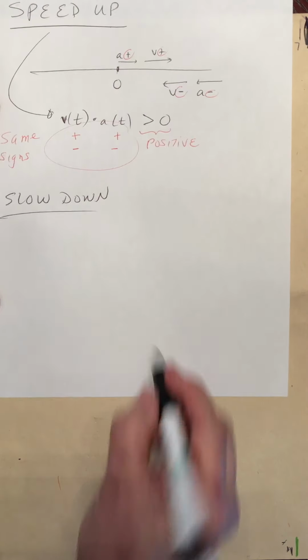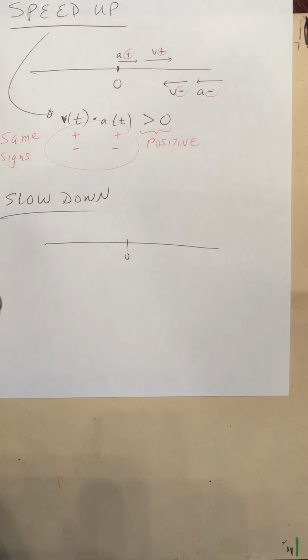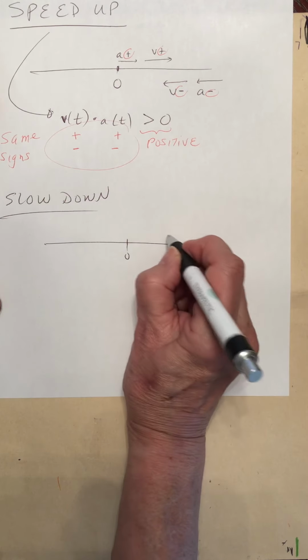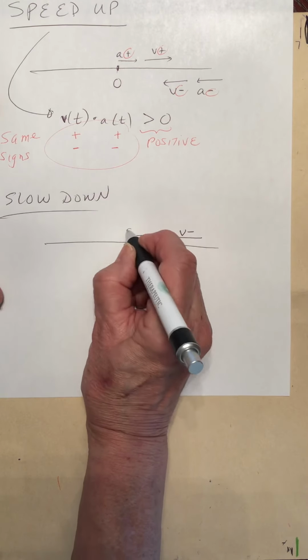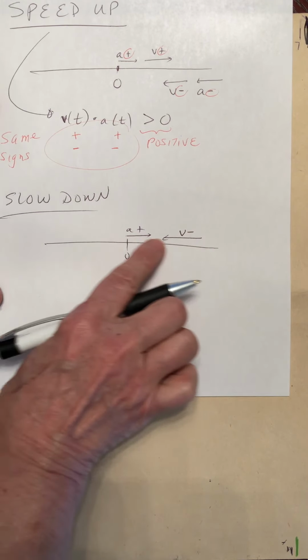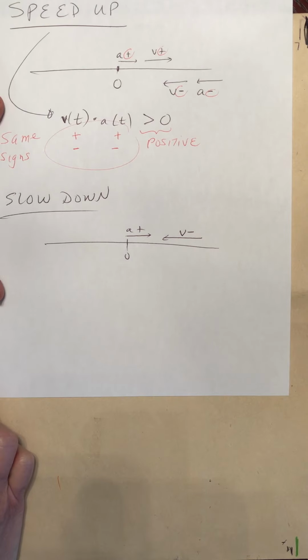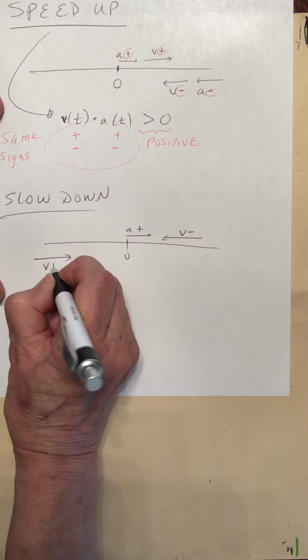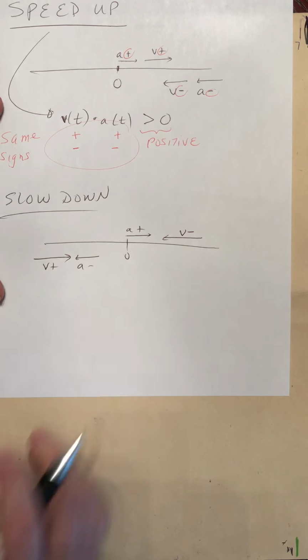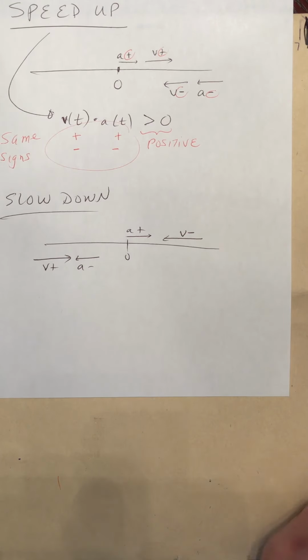Okay, to be slowing down, doesn't matter where you're at. So I was going this way, I was going negative, but the acceleration was in the opposite direction. I'm going to slow down. Or over here, wherever you're at, if velocity was positive, but the push was in the other direction, okay, I'm slowing down.